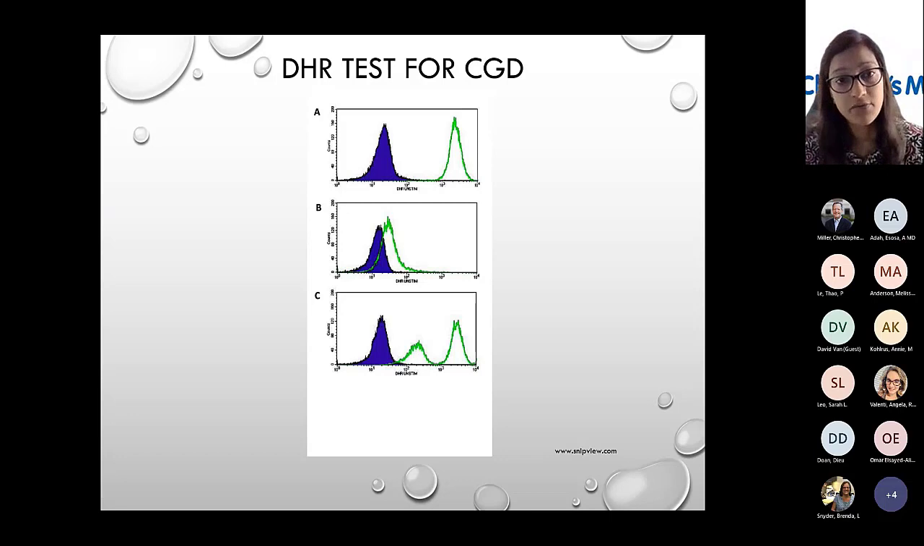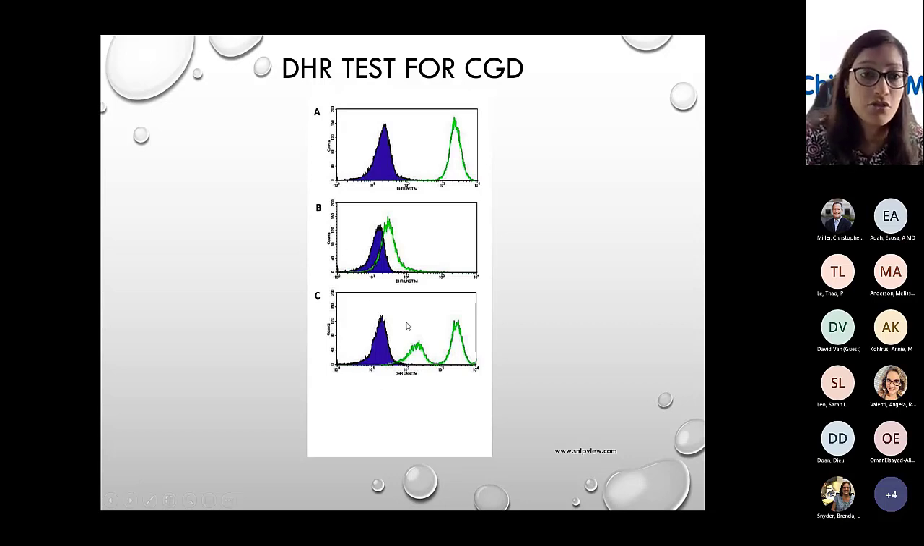That DHR is oxidized to rhodamine. Rhodamine is fluorescent, and that fluorescence is measured. So these are histograms looking at the fluorescence. If there is fluorescence in those neutrophils, the histogram shows a shift in the curve here. So that shows a normal person without CGD. Here is a graph where there is no shift in fluorescence, and that means that this person has CGD. It's a CGD patient.